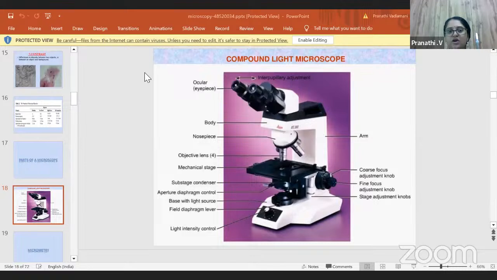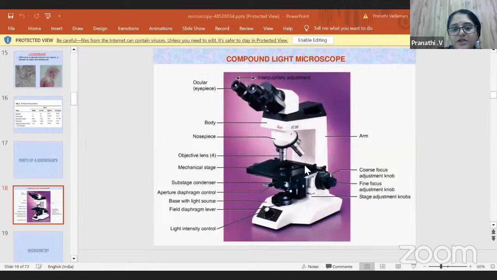So in a compound microscope, you can see this is the ocular or the eyepiece. This is the body. This is the nosepiece. This is the objective lens. So these are different types. You must have already dealt with microscopes so far. So I'm assuming that you know that there are different magnification lenses: 10x, 45x, 100x. Some of them even have 30x. According to that, you can just adjust the eyepiece.